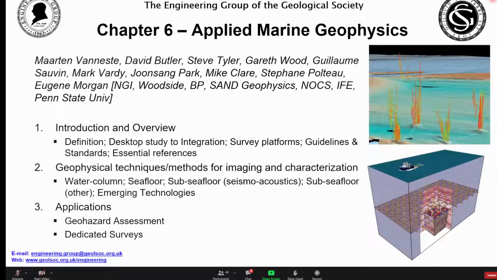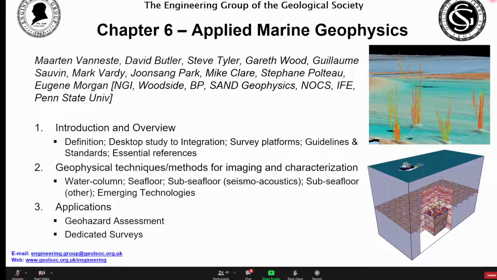So Martin Van Ester's chapter, so Martin at NGI, he's roped in an excellent team of individuals who have been working hard in trying to think about specific techniques that are used and the different challenges that they use to provide solutions to. So chapters 6, 7, and 8 are very much techniques-based chapters.